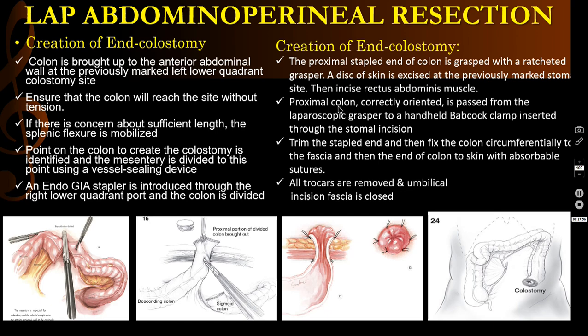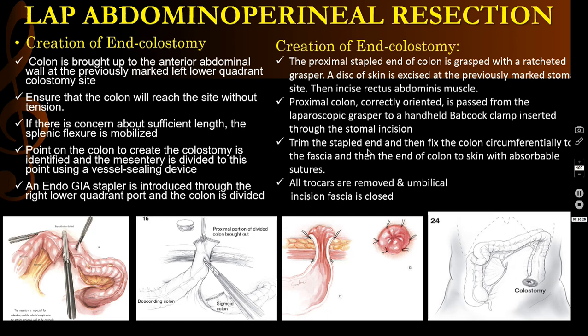The proximal colon, correctly oriented, is passed from the laparoscopic grasper to the handheld Babcock clamp inserted through the stomal incision. Here, this is the Babcock clamp, and this is the laparoscopic ratchet. It should be brought through the colostomy site created through the rectus abdominis muscle. So the proximal colon should be brought out here.